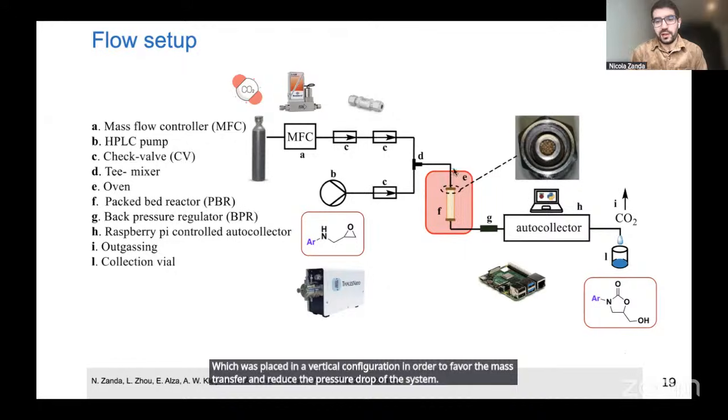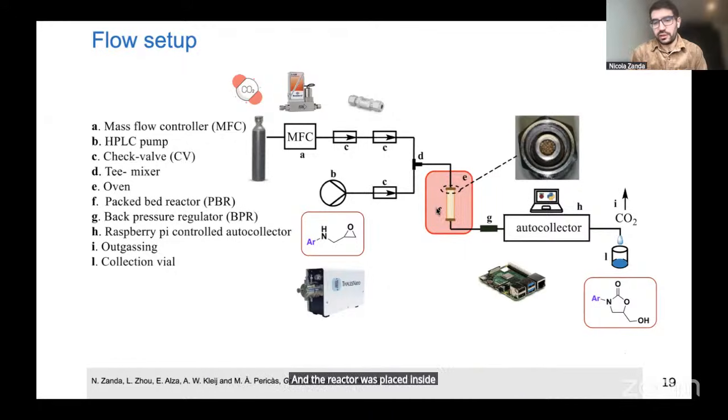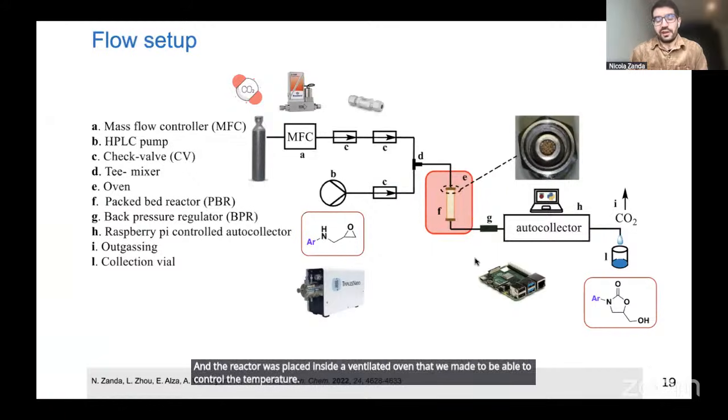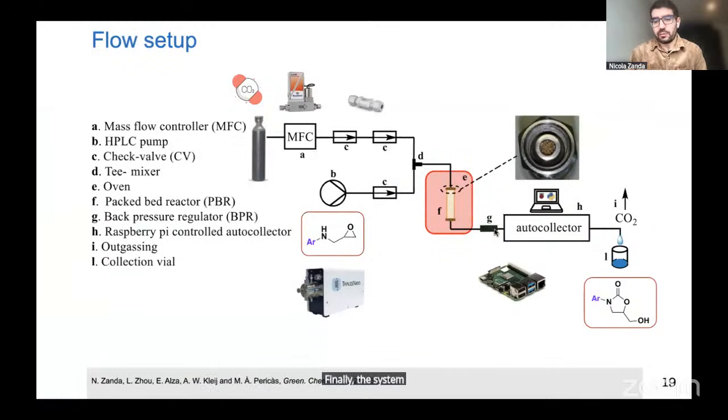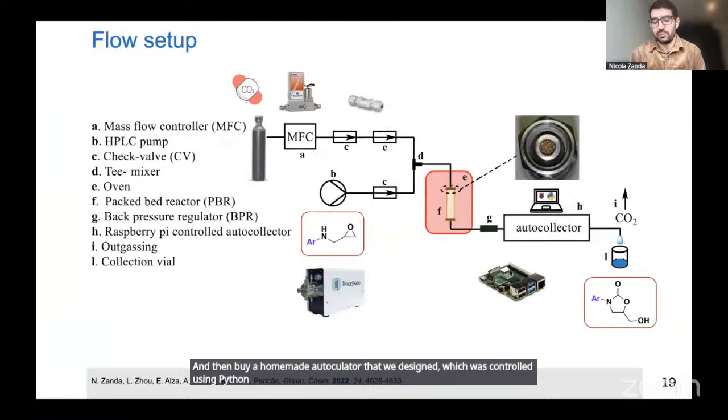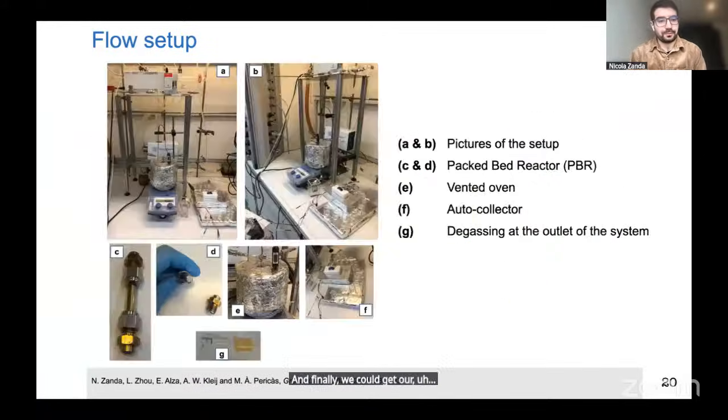And the reactor was placed inside a ventilated oven that we made to be able to control the temperature. Finally, the system was closed by a back pressure regulator, which was always necessary to keep some CO2 in solution, and then by a homemade autocollector that we designed, which was controlled using Python and a Raspberry Pi computer. And finally, we could get our pure compound.